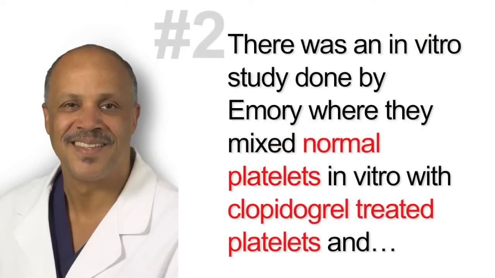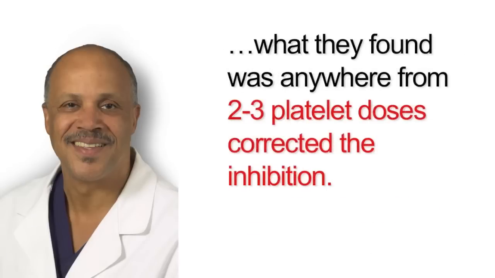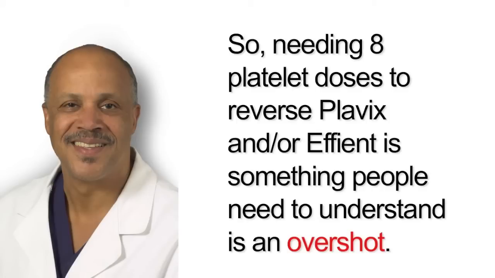There was a nice in vitro study done by the group out of Emory where they mixed normal platelets in vitro with clopidogrel-treated platelets. And what they found was rather interesting. Anywhere from 2 to 3 platelet doses, and this is in a situation where one's fully inhibited, pretty much corrected the inhibition. So the story of needing 8 platelet doses to reverse Plavix and/or Effient is something that people need to really understand is an overshot.